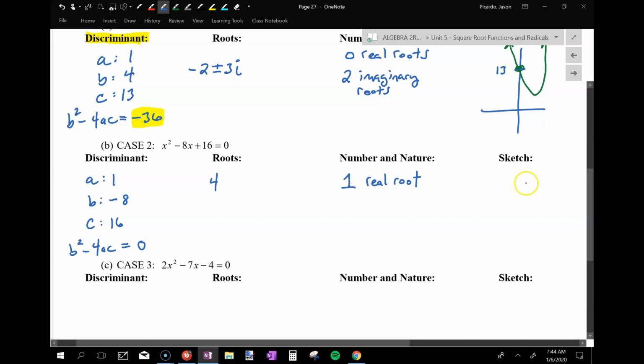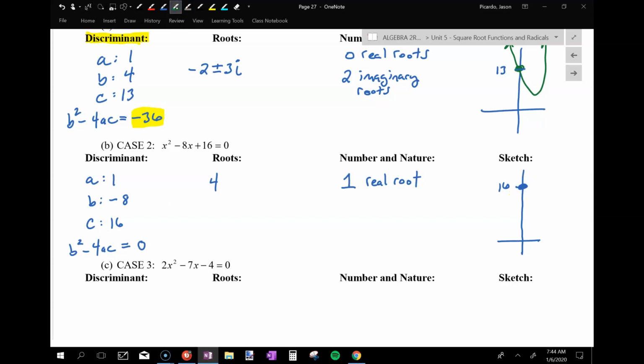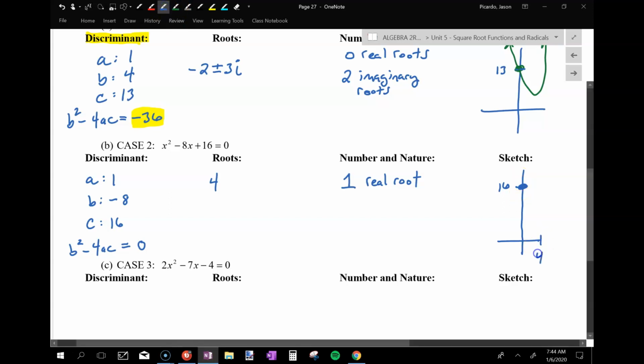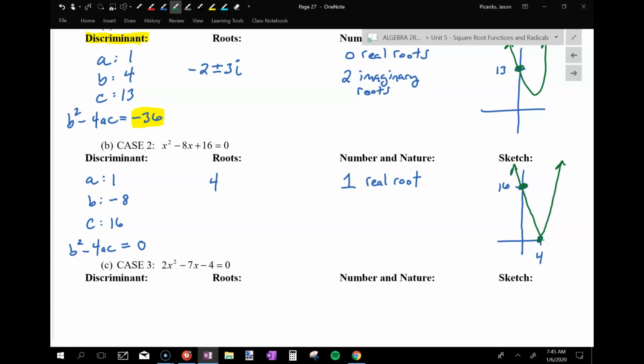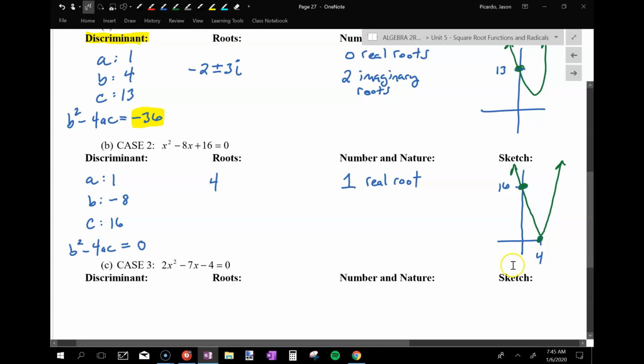My sketch, give me some things that I know are true. Thing number 1 is I have a y-intercept of 16. It's happy, and it has a root at 4. So what is this graph going to look like? It's going to be happy, it's going to hit this spot, and kind of bounce back up, isn't it? That's the only way that I can have 1 single root, is if it hits it and bounces at that spot. Cool? All right.